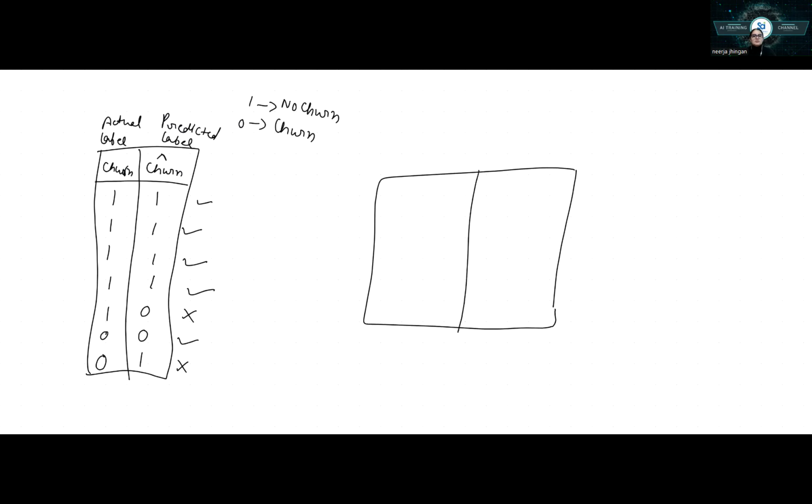Don't worry, you are going to see this. My goal is to make you understand the confusion matrix first, so you can understand the results from the model at a deeper level in the coding session. This is my goal. That's why I'm explaining it first.